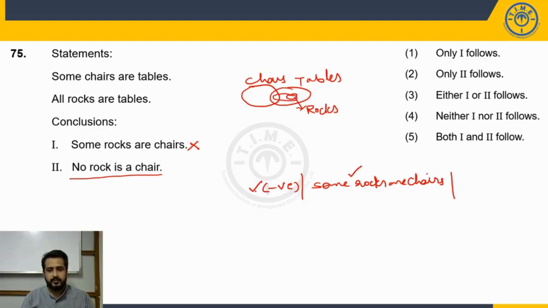When the complementary is true, this negative becomes false. The negative which was true earlier now becomes false. But what I am trying to prove, some rocks are chairs, is the first conclusion. So when the first conclusion is false, the second conclusion is true. When the second conclusion is false, the first conclusion becomes true. So this comes under the either-or case. So either 1 or 2 follows. Choice 3.